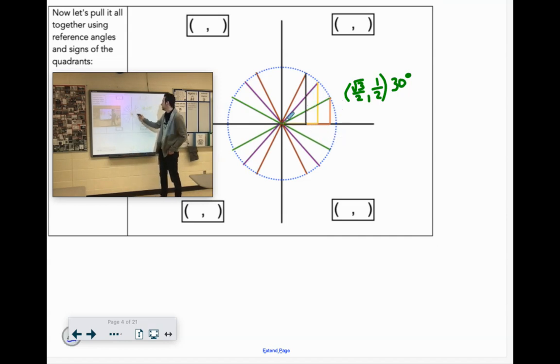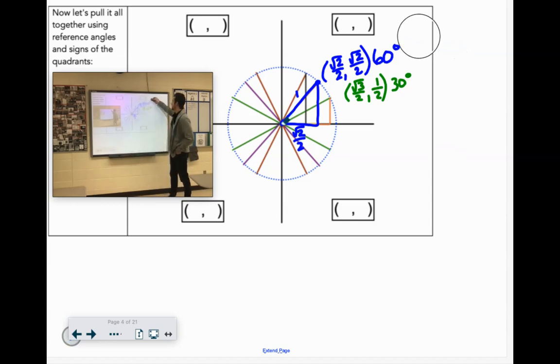So 45 on mine is this purple one. The hypotenuse is 1, and remember when we divided that by root 2, it became root 2 over 2 for both sides. So that means our coordinate, both our x and our y, would be root 2 over 2. That's for a 60-degree angle. Oh, sorry, no, it's not. That's for a 45-degree angle. Sorry about that, guys.